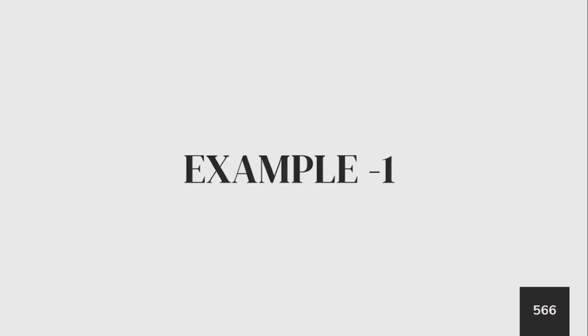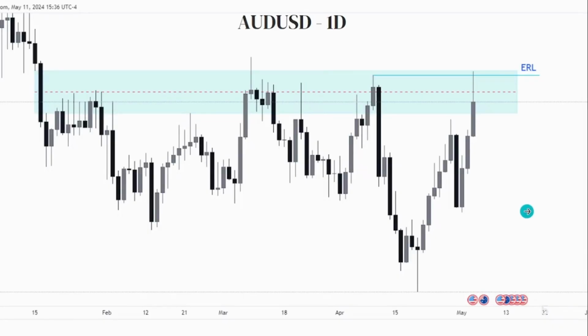All right, first of all, we will have example 1. Example 1 is an AUDUSD. So first of all, we will have a look at the daily chart. The daily chart has taken out an external range liquidity right here. So our immediate target goes down to this internal range liquidity, this daily FVG and this daily order block. This down close candle right here is a daily order block.